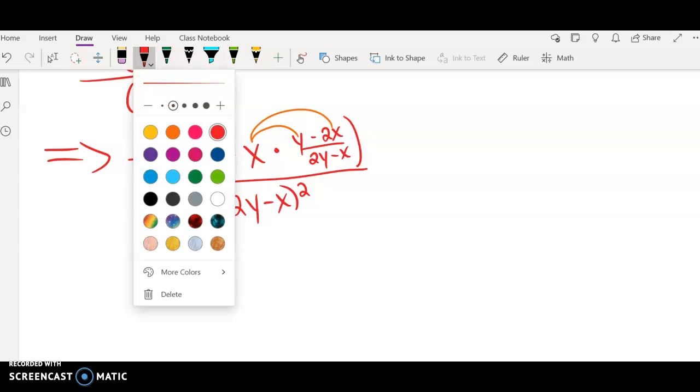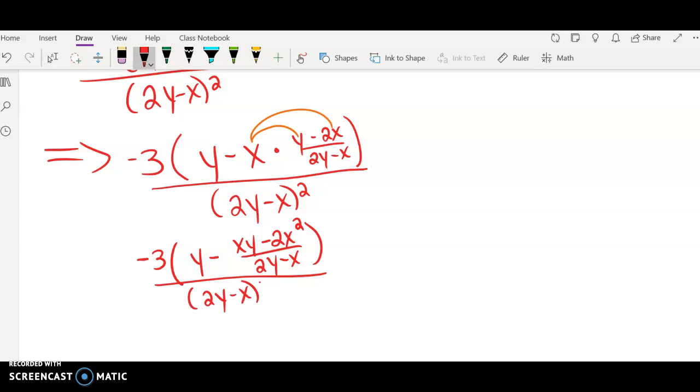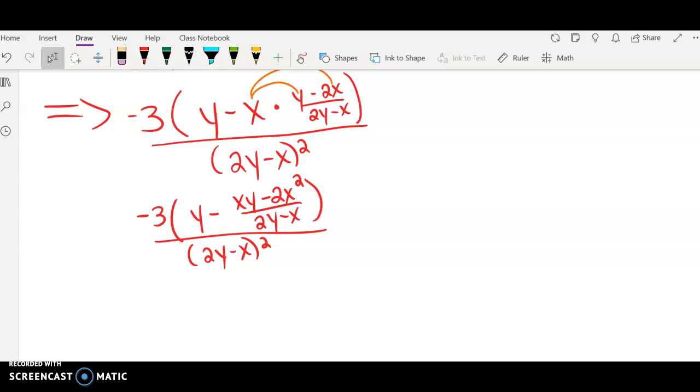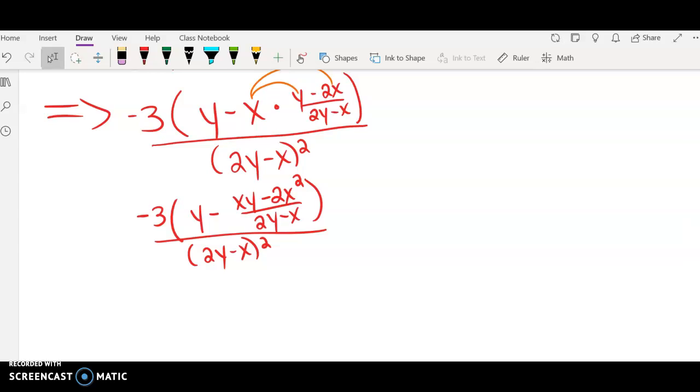So I'm going to leave that -3 there. That's going to give me y minus xy minus 2x squared all over 2y minus x, and I'm going to leave my denominator the same, 2y minus x all squared. Now, when I got to this point, I like to cross multiply to add my fractions.